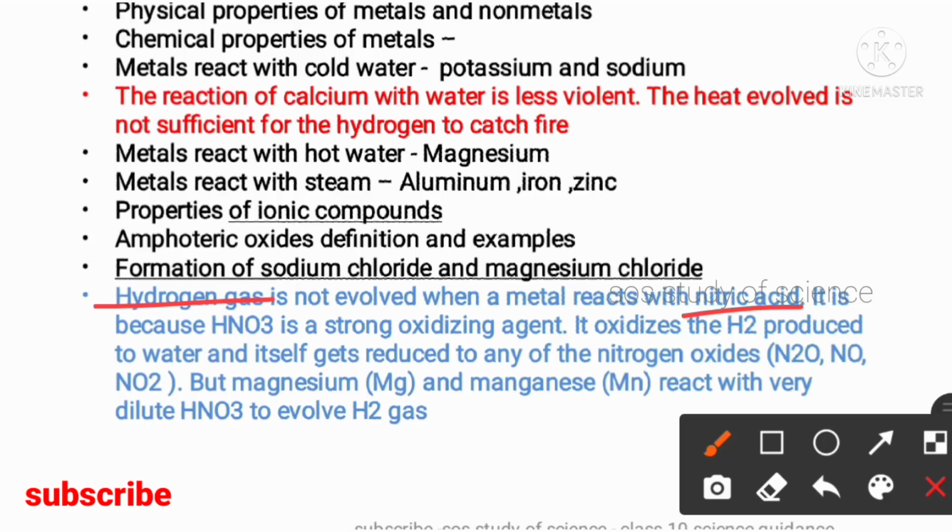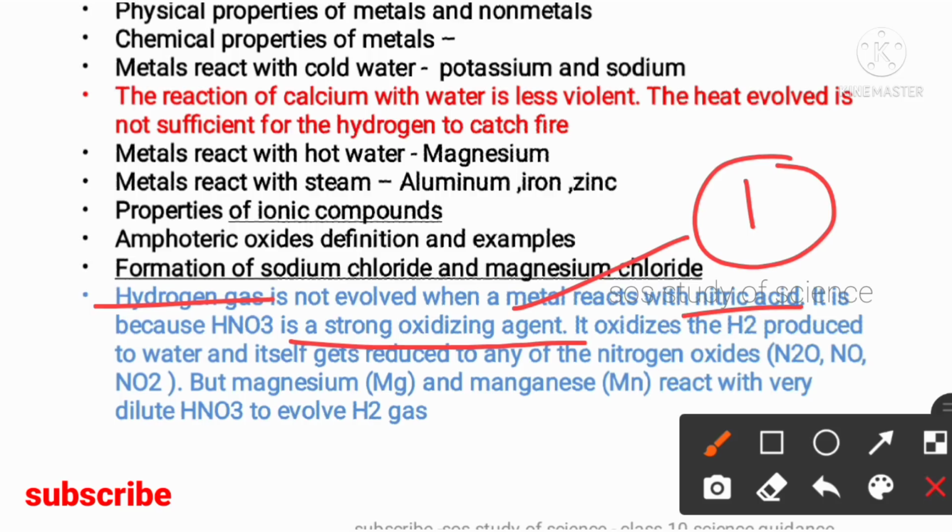What is the reason behind it, do you want to know? It is because nitric acid is a strong oxidizing agent. If you just write this, you will get 1 mark very easily in the examination. So you want to know why hydrogen gas is not released when a metal reacts with nitric acid. This is very, very important from this lesson, and these are the frequently asked concepts in the previous year examinations.